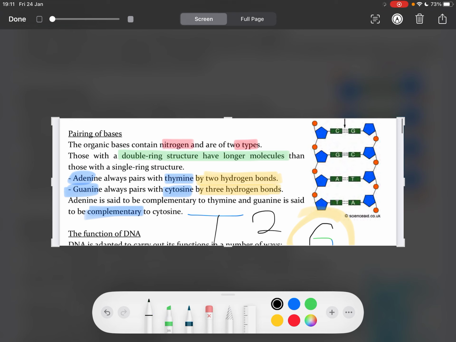And the last thing is that adenine is said to be complementary to thymine and guanine is said to be complementary to cytosine, which always pair. Okay, is that easy for you? Let's repeat again in case you forgot.